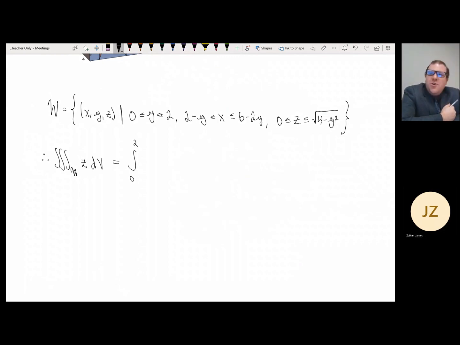Again, triple integrals are going to be set up as iterated. We're going to go integral 0 to 2, integral 2 minus y to 6 minus 2y, integral 0 to root 4 minus y squared of z, and then the order of integration that we chose, dz, dx, dy.